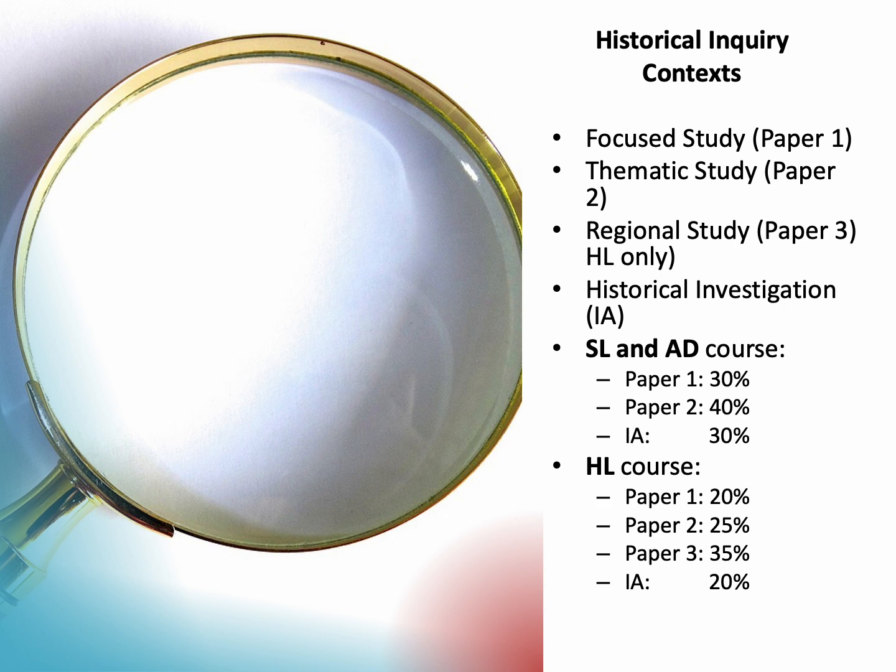The assessment structure reflects the skills students develop. At standard level, Paper 1 counts for 30%, Paper 2 for 40%, and the internal assessment for 30%. At higher level, Paper 1 counts for 20%, Paper 2 for 25%, Paper 3 for 35%, and the internal assessment for 20%. This balance ensures that students are assessed through source work, essays, and independent research.